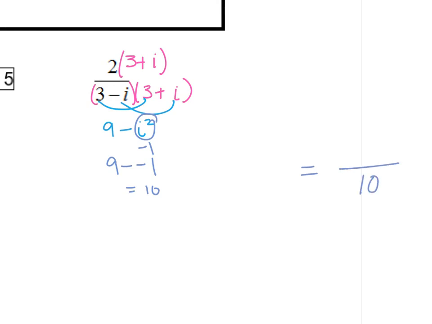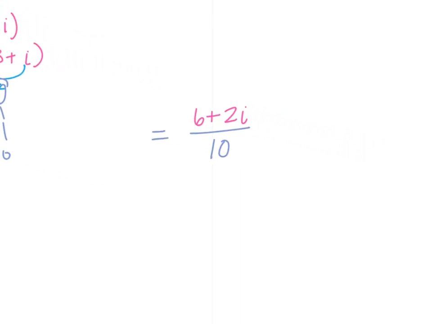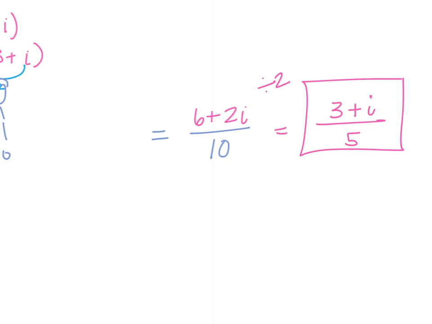And then our numerator, it's just one term times our complex number, so we can just distribute here. So 2 times 3 is 6. 2 times i is 2i. So again, look to see if you can do any reducing. The 6, the 2, and the 10 can all be divided by 2. So 6 divided by 2 is 3, 2 divided by 2 is 1, so the i just comes down, and 10 divided by 2 is 5. And that's our final answer.